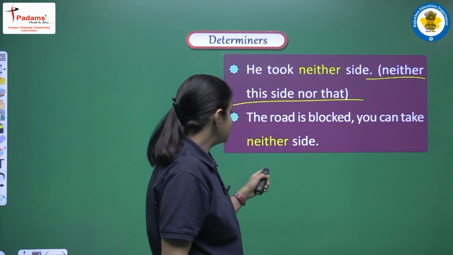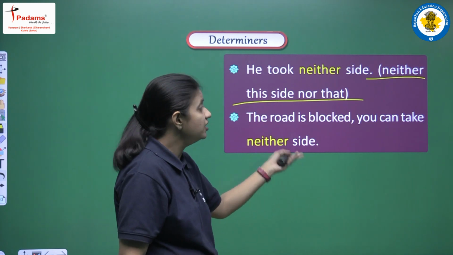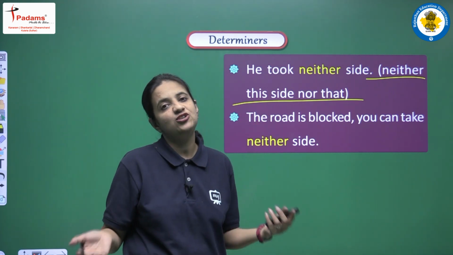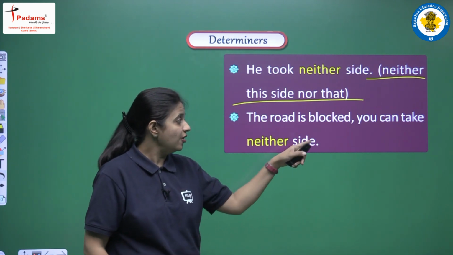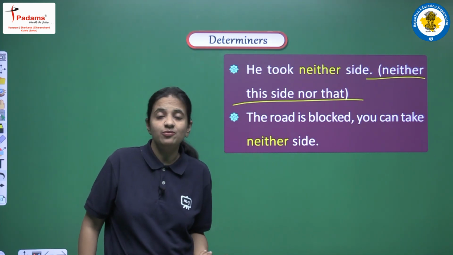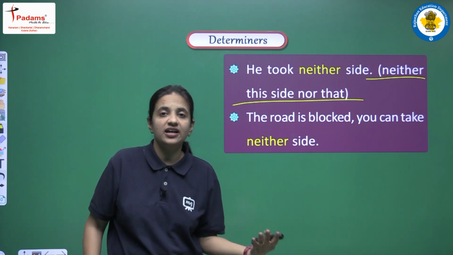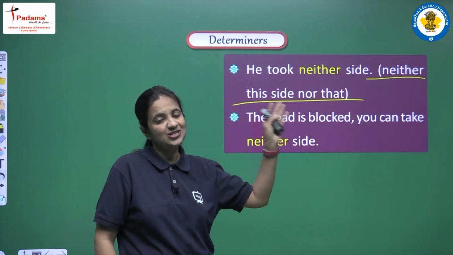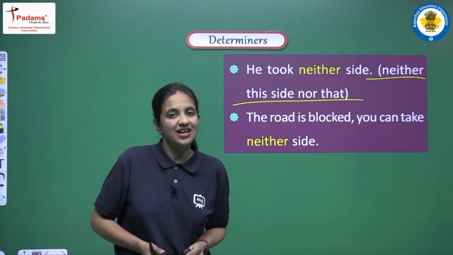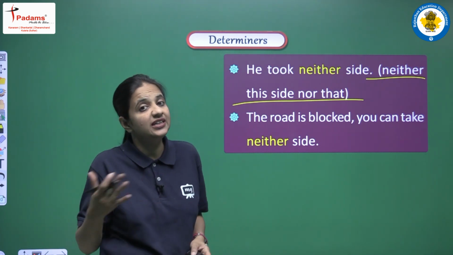Again we are having another sentence, the road is blocked, you can take neither side. Because the road is completely blocked, now you can take neither side, because this side is also blocked, the second one is also blocked. So there is no option that is left for you, you can go neither side.